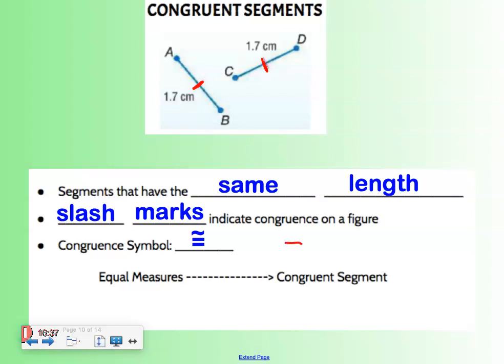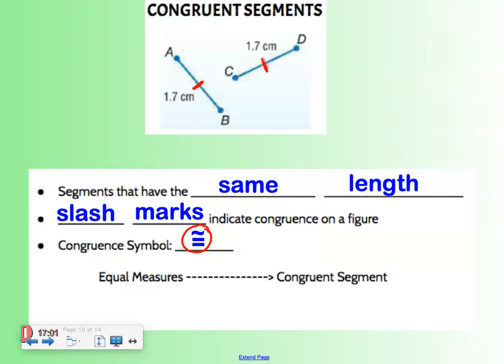Everyone knows that this is an equal sign, right? Its cousin is the congruent symbol, and the only thing that's different is there's that little, I don't even know what you want to call that. I can't think right now. A tilde or whatever it is in Spanish. Just a little wave on top, right? That would give you the congruent symbol.